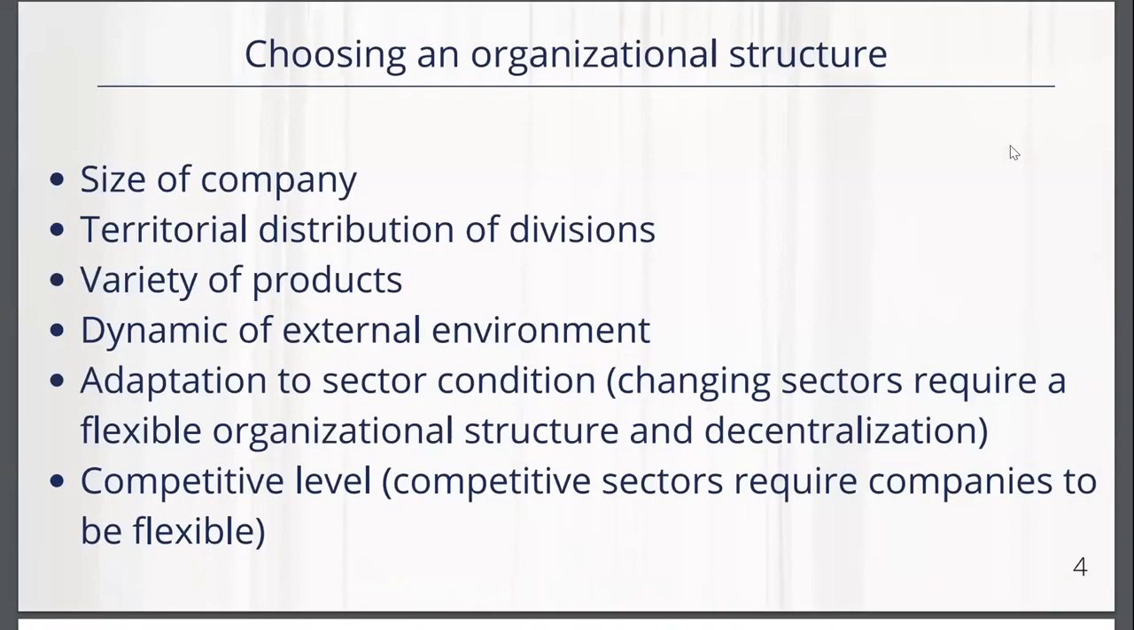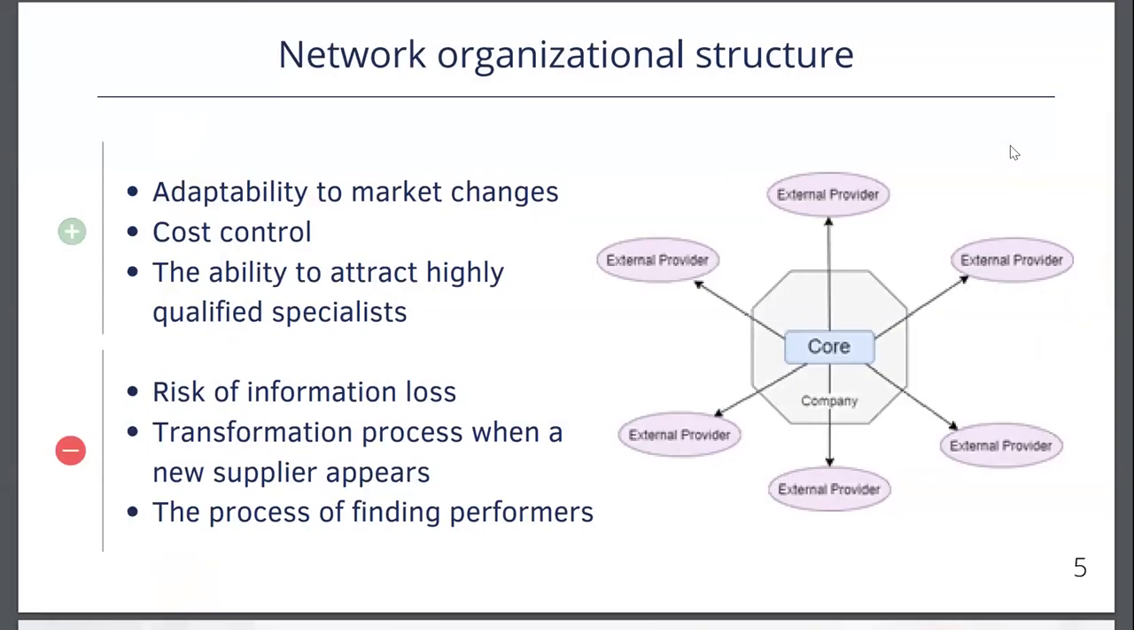Let's discuss organizational structures. How do we choose one? We need to consider the main points. We need to analyze company size, territorial distribution, and variety of products. Does the company have one product or multiple products? We also consider the dynamics of the external environment, adaptation to sector conditions, and the competitive level of every sector. Today we will discuss a network organizational structure. Here we can see an example.